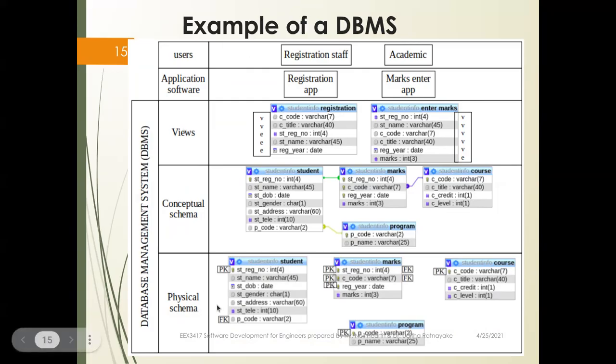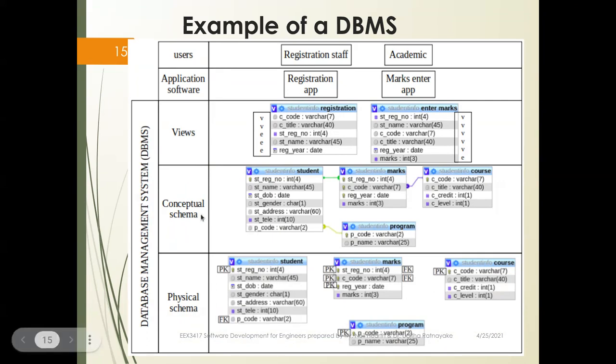In physical schema, these tables are separately stored. Here this PK is primary key. F key is called foreign key. Here also there are 3 primary keys. There are 2 foreign keys. One primary key here, one primary key here.